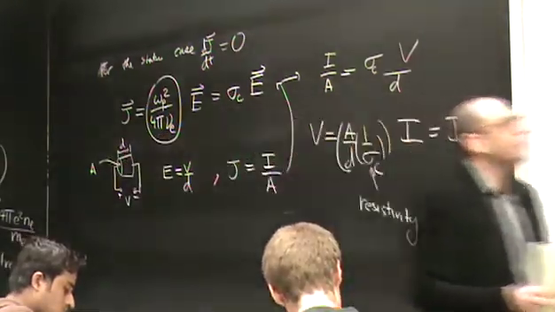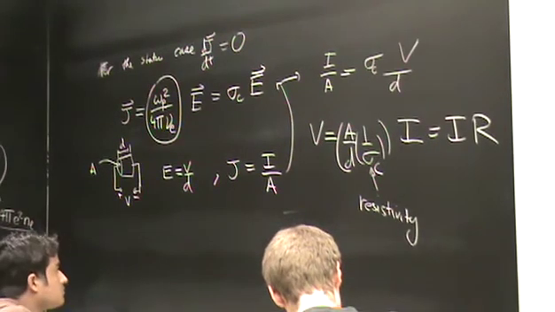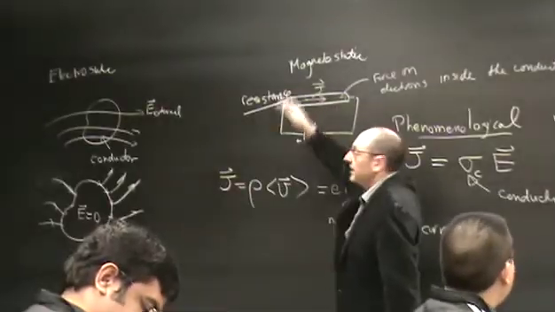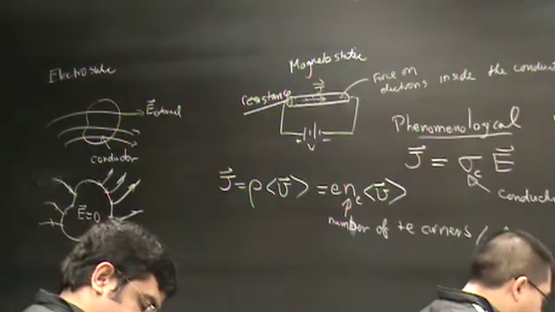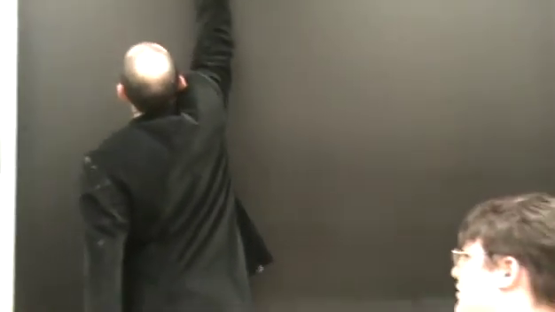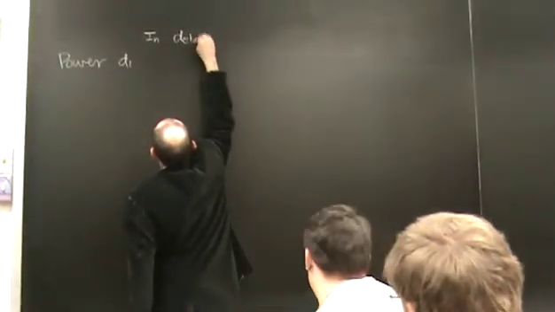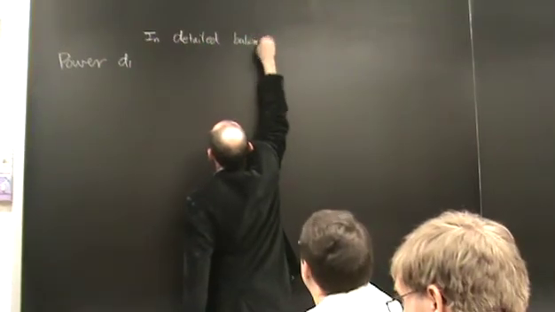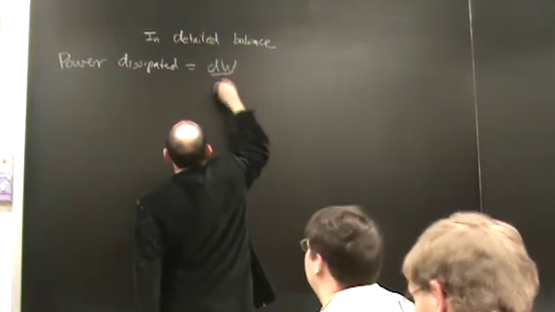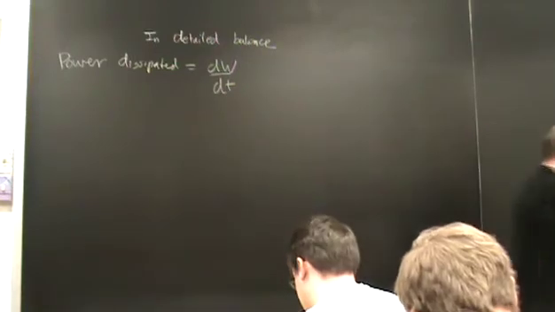Now, because we have resistance, what we know is that all of the energy, the work that's being done here, is being dissipated once we reach steady state, because otherwise it would keep accelerating. Okay? So the power dissipated in detailed balance is equal to the rate at which work is done by the fields on the charges flowing.